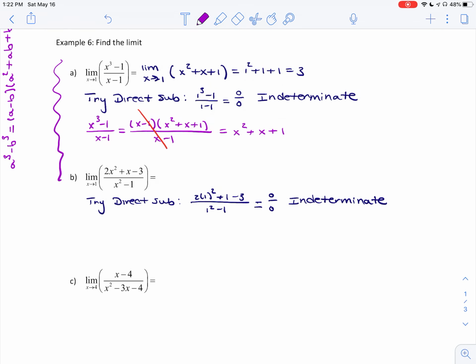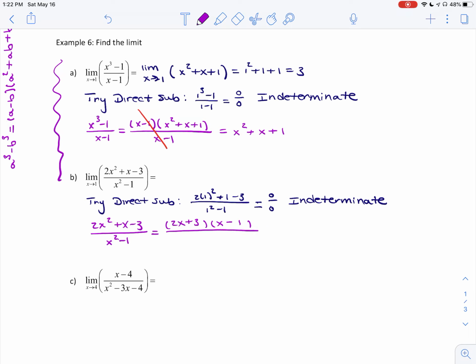All right, so let's take our function, 2x squared plus x minus 3, all over the quantity x squared minus 1. Let's go ahead and factor out both the top and the bottom on this one. Our numerator, we have a 2x squared. It's going to be a 2x and an x. We have a 3 on the end, so it's got to be a 3 and a 1. And to get the positive in the middle, it's going to have to be a plus and a minus.